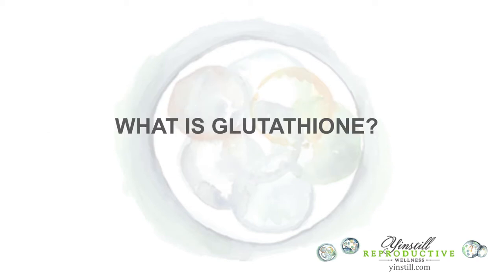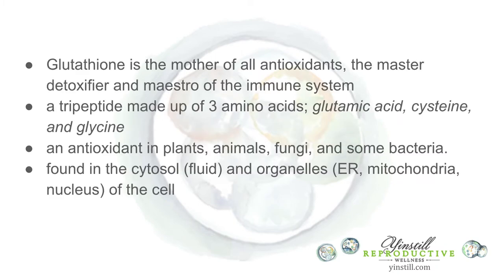So what is glutathione? So glutathione is the mother of all antioxidants, the master detoxifier, and the maestro of the immune system. I love that. Glutathione is a tripeptide made up of 3 amino acids: glutamic acid, cysteine, and glycine. Glutathione, or GSH, is an antioxidant in plants, animals, fungi, bacteria, and obviously humans. It's found in the cytosol, or cell fluid, and organelles inside the cell, including endoplasmic reticulum, mitochondria, and the nucleus.